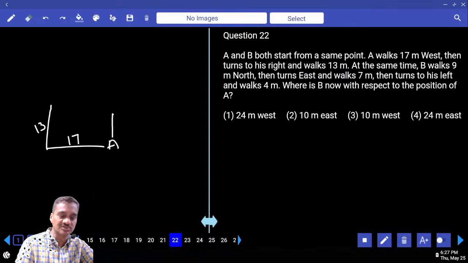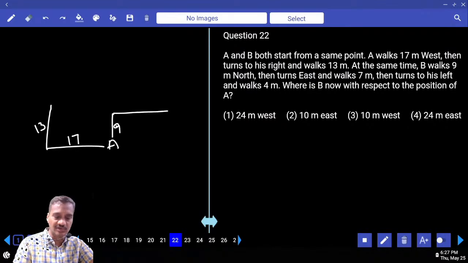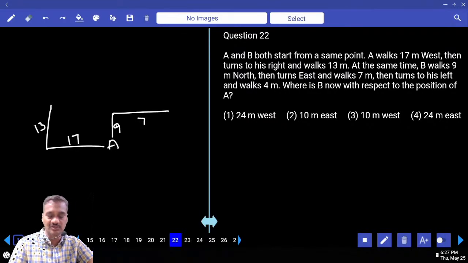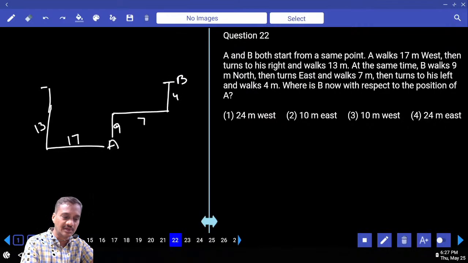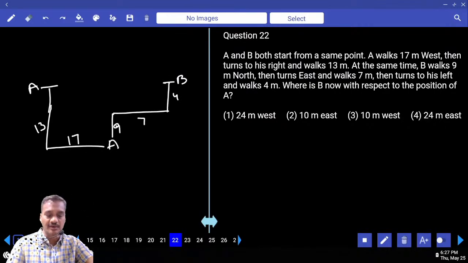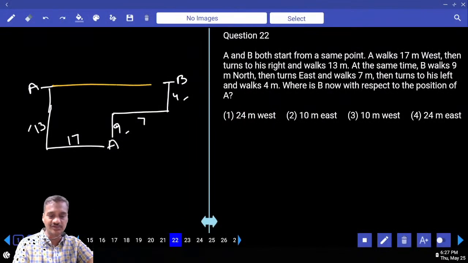Now both these two persons started at the same point, isn't it? B is 9 meters north and then turns east and walks 7 meters. Then turns to his left and walks 4 more. So 9 plus 4. Now this is the final position of B and this is the final position of A. In the vertical direction, 9 plus 4 equals 13. Now they differ only in the horizontal distance.